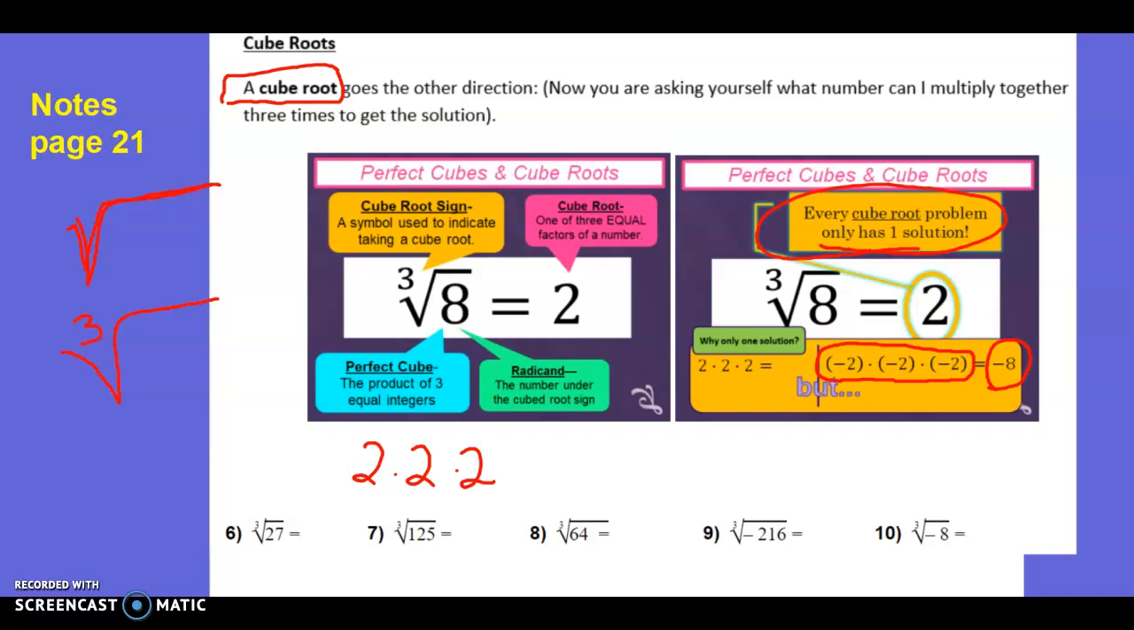So let's look at some examples. The cube root of 27. What number times itself again would give me 27?